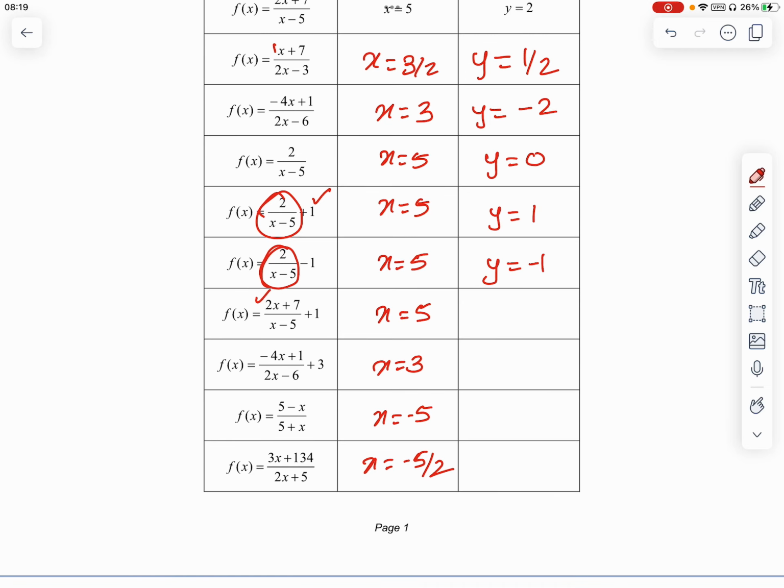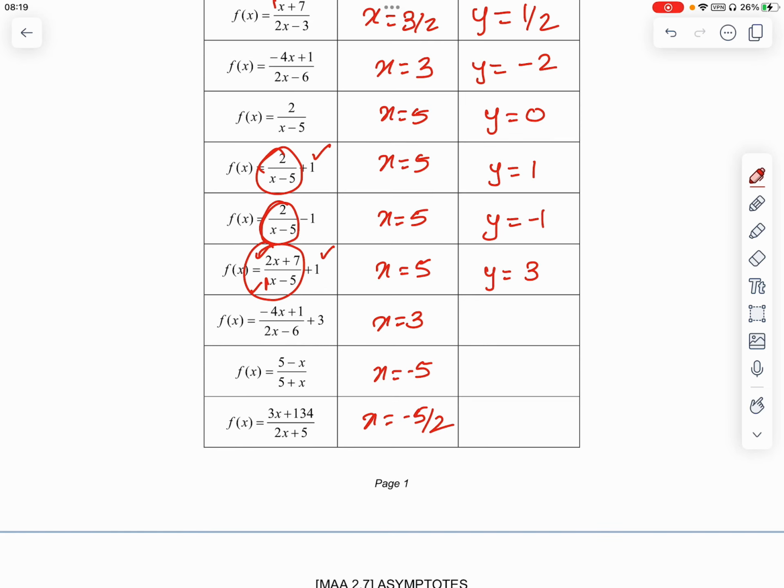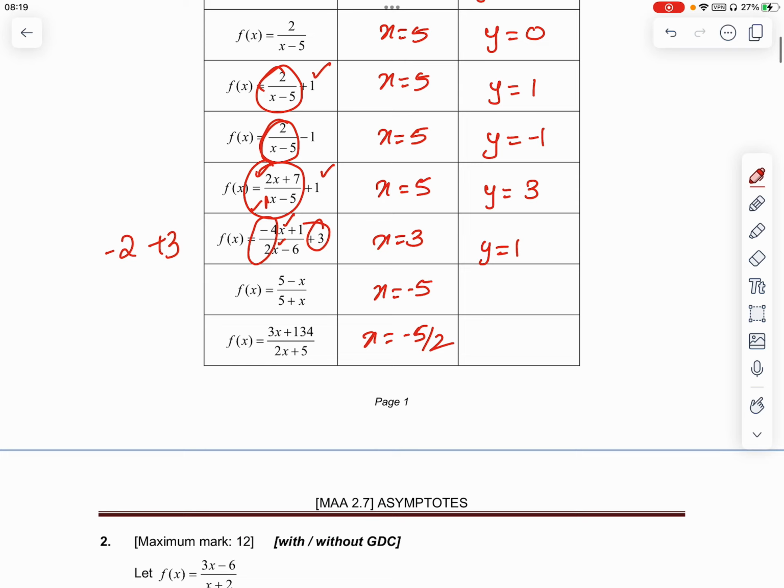Now the degree of the numerator is the same as the degree of the denominator, so 2 upon 1. 2 upon 1 is 2, 2 plus 1 is 3. So what's going to be the asymptote? y equals 3. The degree of the numerator is the same as the degree of the denominator, minus 4 upon 2. Minus 4 upon 2 is minus 2 plus 3. Minus 2 plus 3 is 1. So y equals 1.